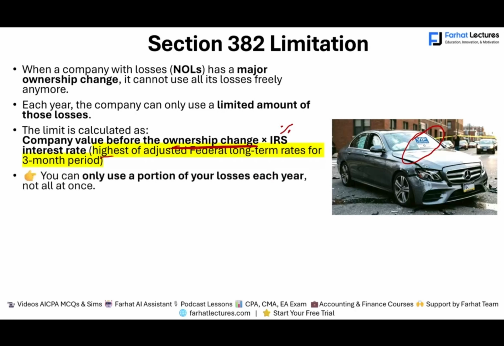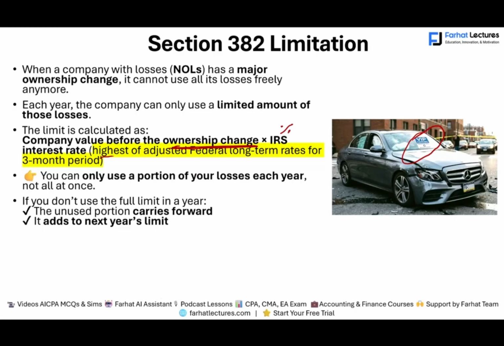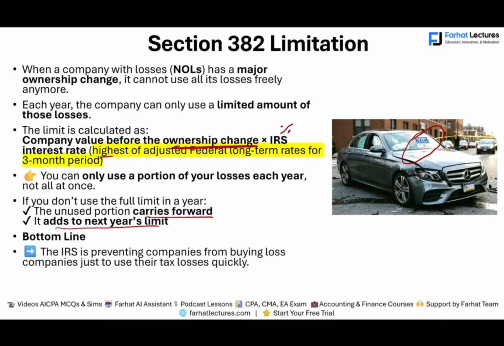So you can only use a portion of these losses each year, not all at once. So if you don't use the full limit in a year, the unused portion is carried forward, and it adds to the next year's limit. So it will stay with you. Bottom line is the IRS is preventing companies from buying loss companies just to use their tax losses quickly. That's the whole purpose of Section 382.